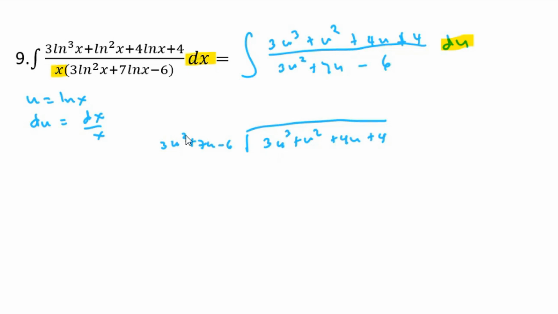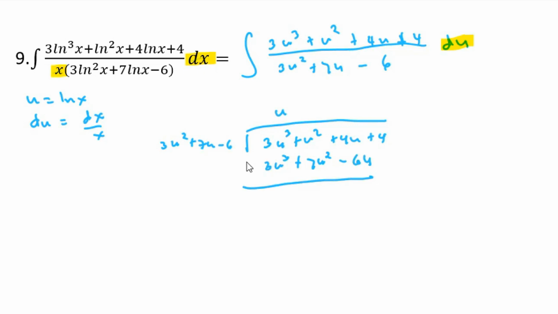We have 3u cubed divided by 3u squared, so the answer is just equal to u. Then multiply u times 3u squared, which is 3u cubed. Then u times 7u is 7u squared. And u times negative 6, we have negative 6u.